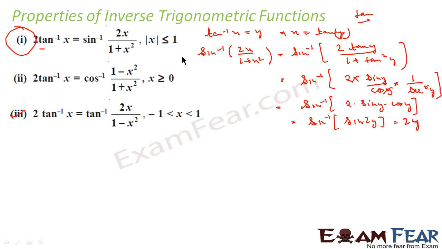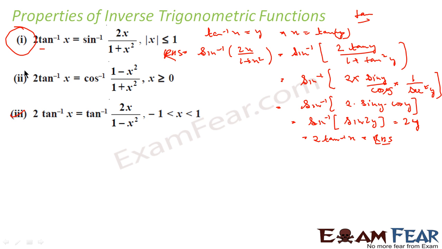So what is 2y? 2y is nothing but 2 tan inverse x, because y is equal to tan inverse x. So we took the LHS and we got the RHS, that is equal to 2 tan inverse x. Very simple: since we were clueless, we just tried tan inverse x equal to y, and then we started from the one side and got the other.